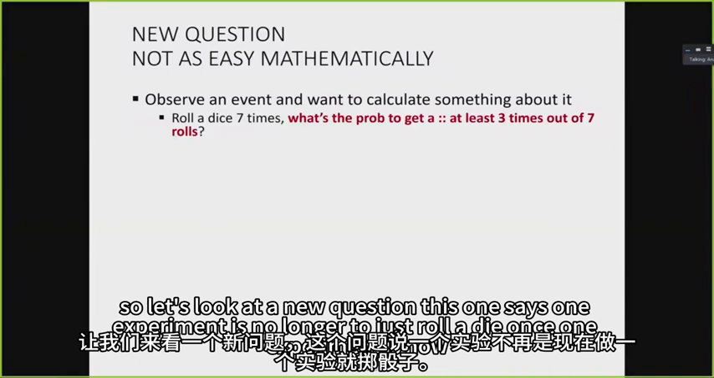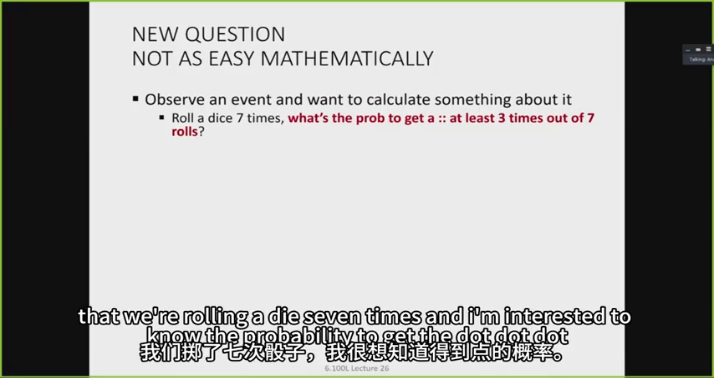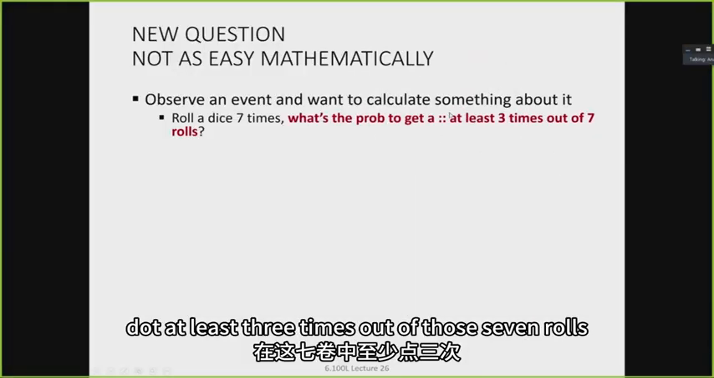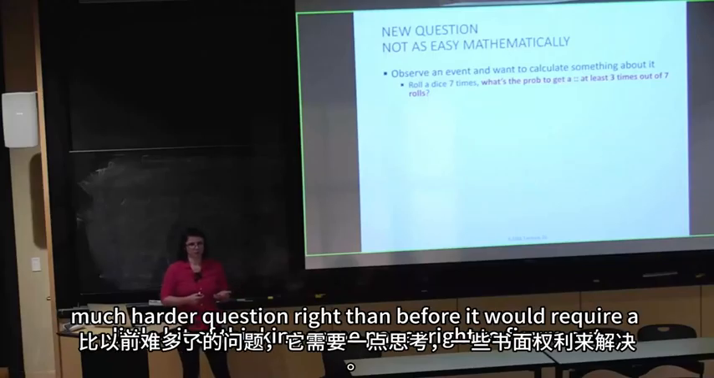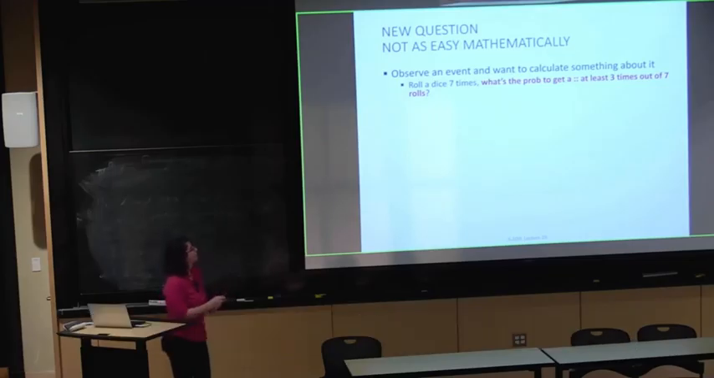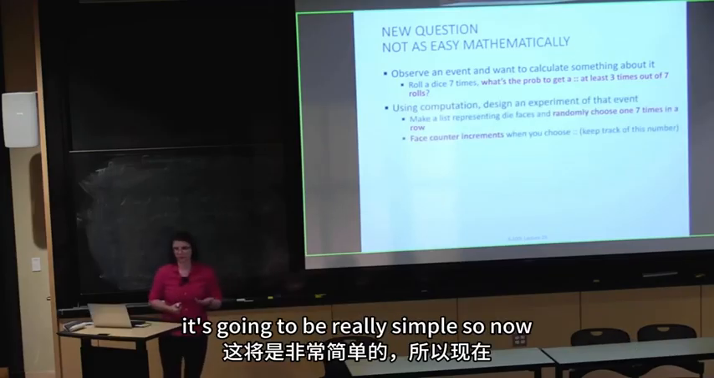So let's look at a new question. This one says, one experiment is no longer to just roll a die once. One experiment is now that we're rolling a die 7 times, and I'm interested to know the probability to get the dot, dot, dot, dot at least 3 times out of those 7 rolls. Much harder question, right, than before. It would require a little bit of thinking, some paper, to figure out. But in terms of code, it's going to be really simple.